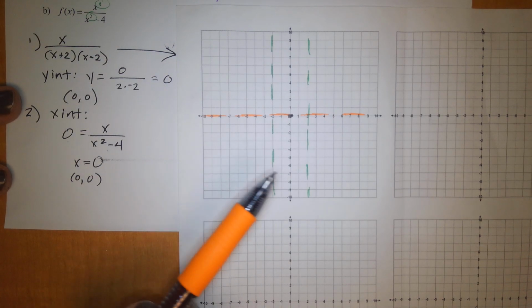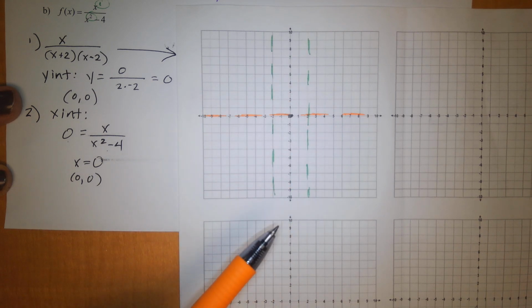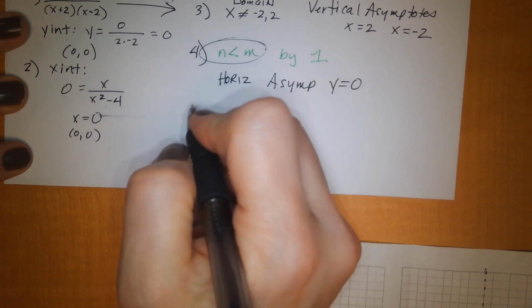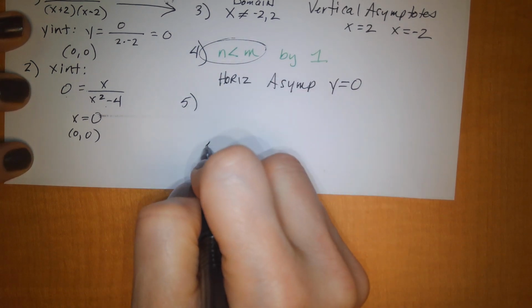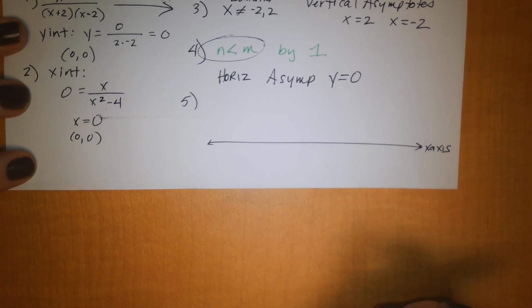Now, I don't think this is enough information to graph yet. I clearly don't know what's happening in any of these 6 different quadrants. So what I'm going to need to do is find some test points to find out what the graph is doing. And that's what I'm going to do in step 5. So in step 5, I'm just going to graph the x-axis and find some test points.